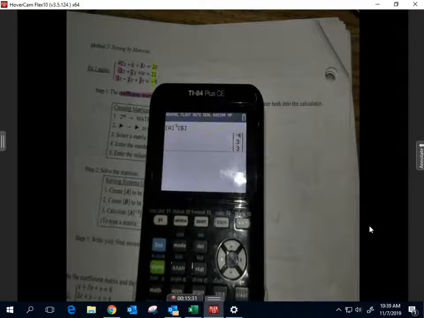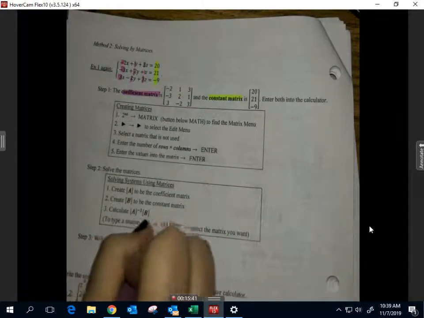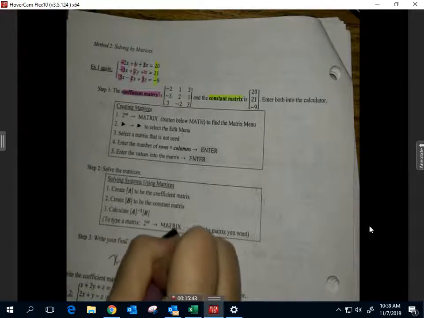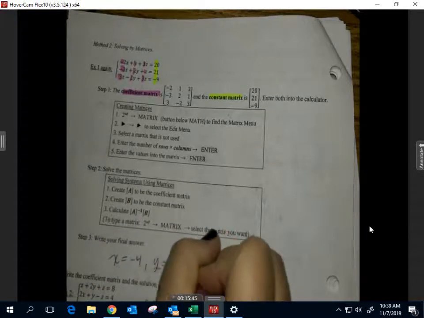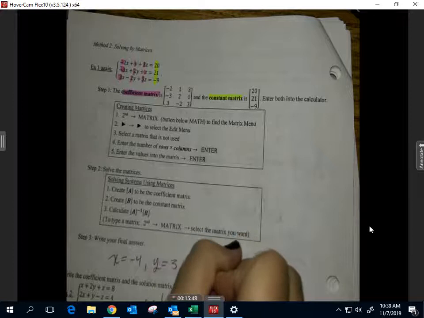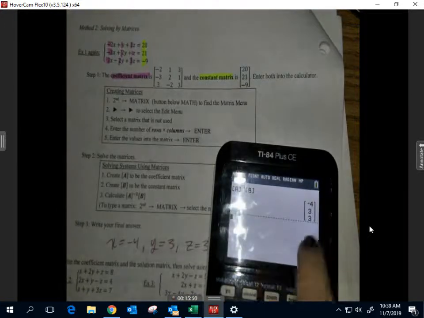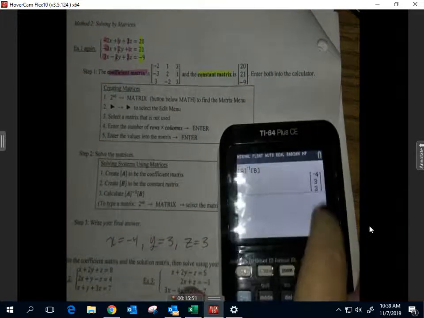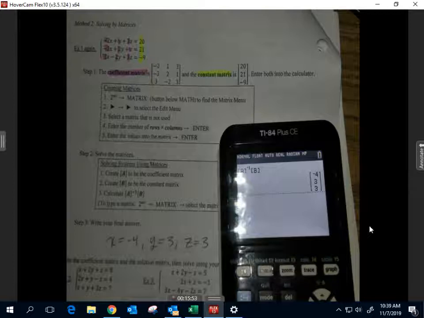So it goes in alphabetical order, X, Y, Z, from top to bottom. So that we can say that X equals negative 4, Y equals 3, and Z equals 3. That's what this is saying. Okay? So do you want to do it the algebra way, or do you want to do it this way? This way.